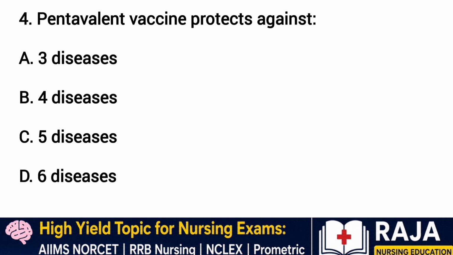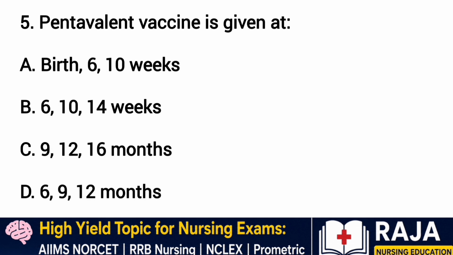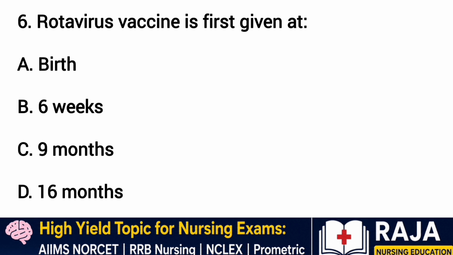Pentavalent vaccine protects against? The answer is C. 5 diseases. Pentavalent vaccine is given at? The option is B. 6, 10 and 14th week. Rotavirus vaccine is first given at? The answer is B. 6 weeks.